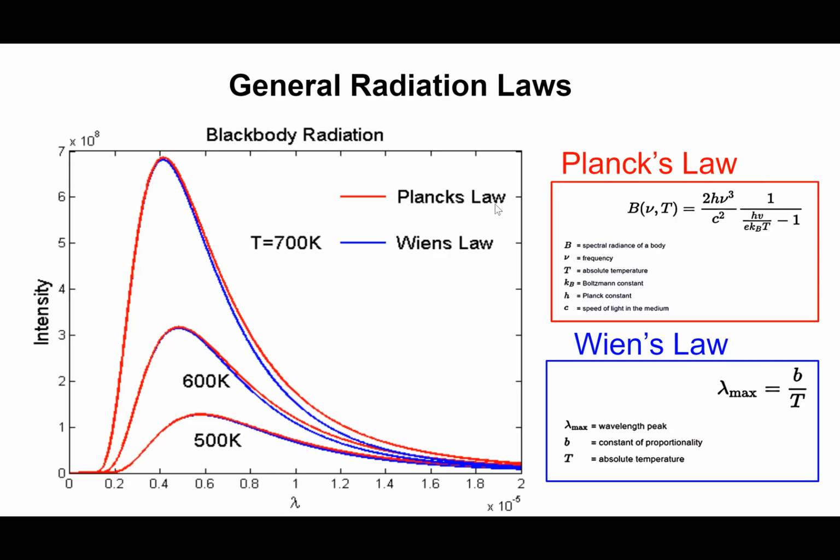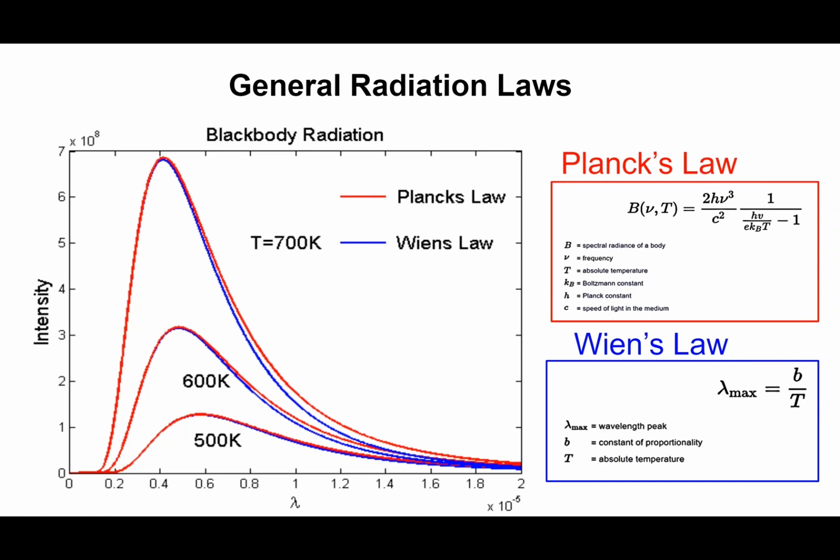The Planck's law equation presents the spectral radiance of a body, also known as its emission intensity, as a function of its absolute temperature and wave frequency, and it includes the Boltzmann constant, Planck's constant, and the speed of light in the medium in order to determine this relationship.